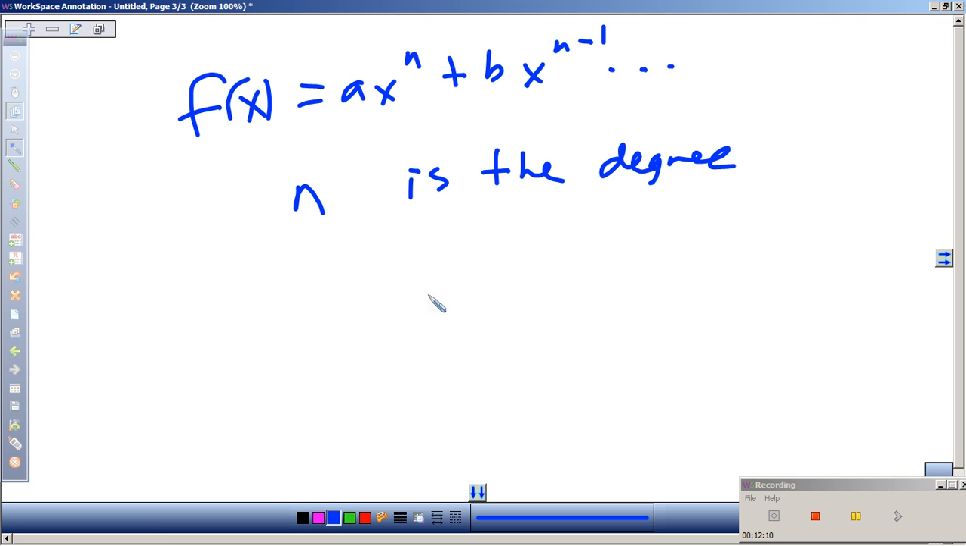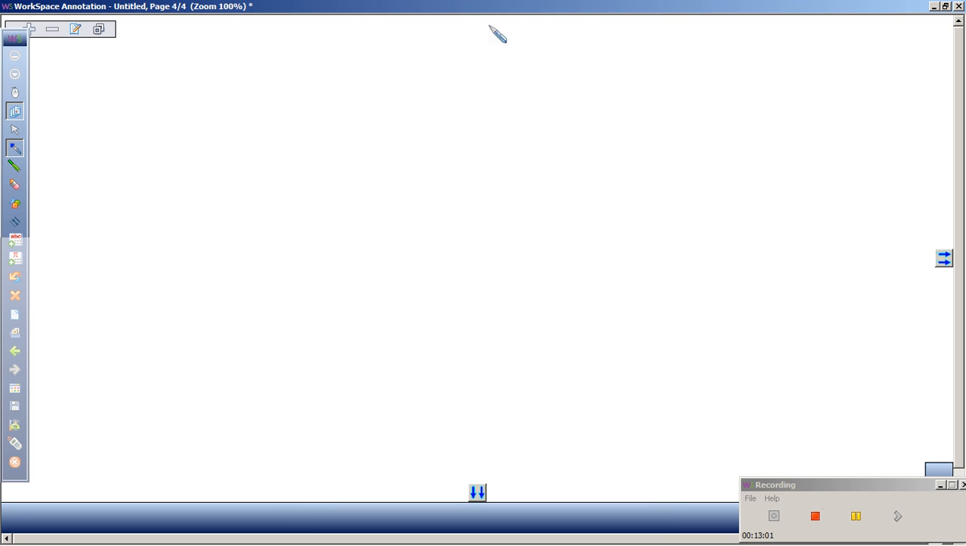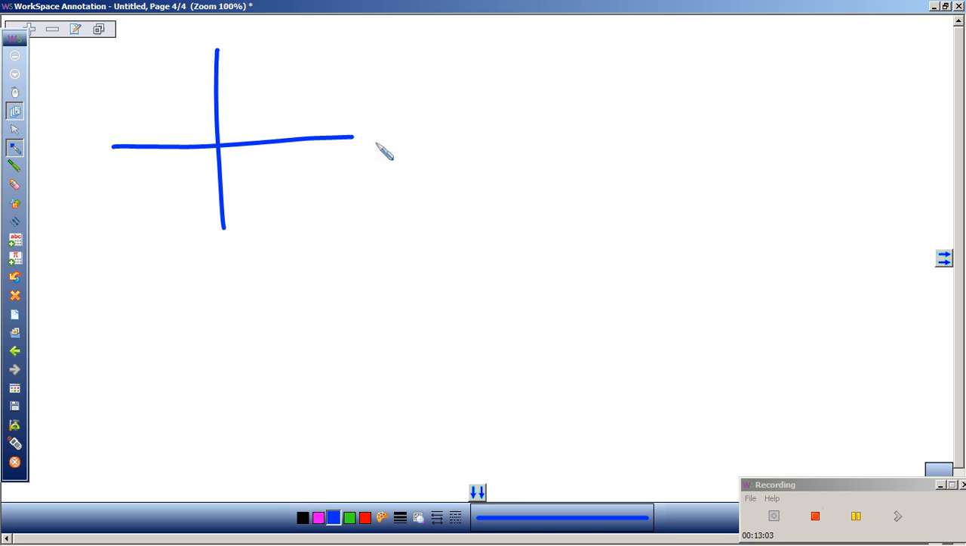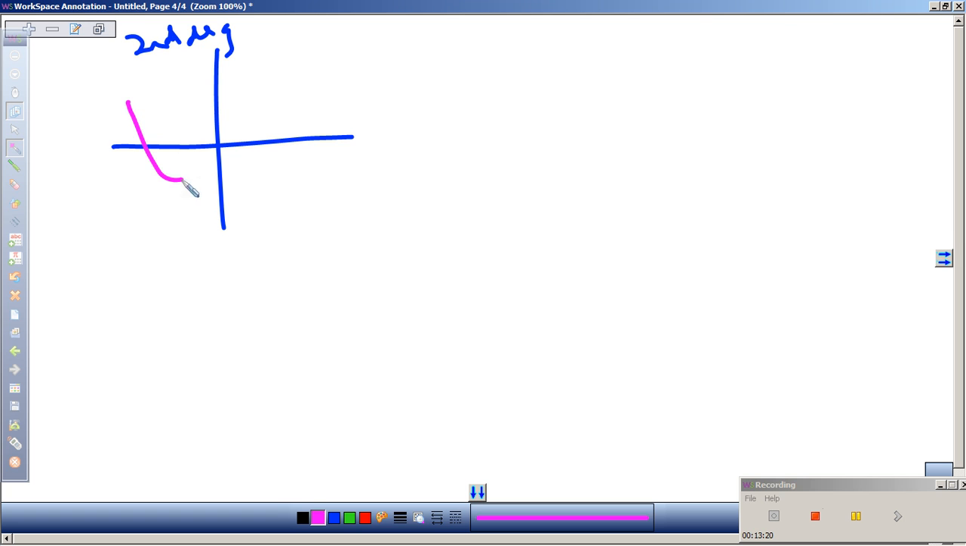Now some rules about this. If we were doing a graph of, you don't need to write this part, a quadratic, how many zeros could it have? So second degree, how many zeros could it have? Okay, it can have 2. Could it have 1? Okay. Could it have 0?